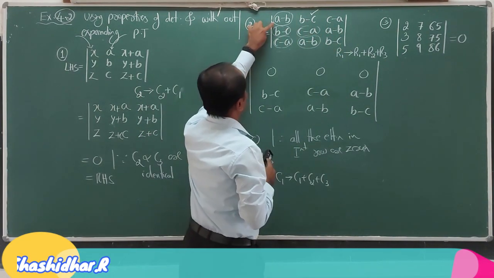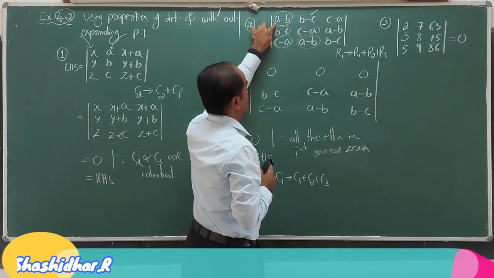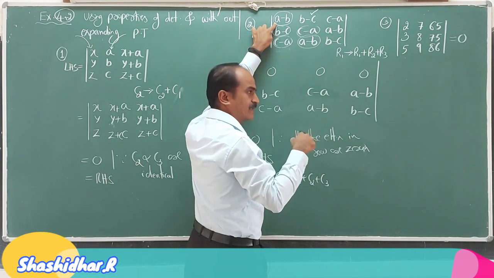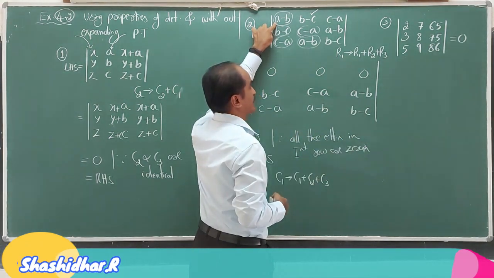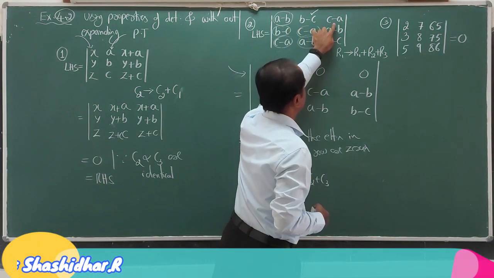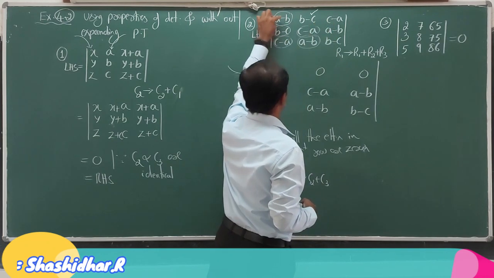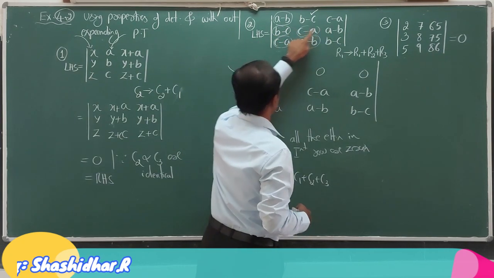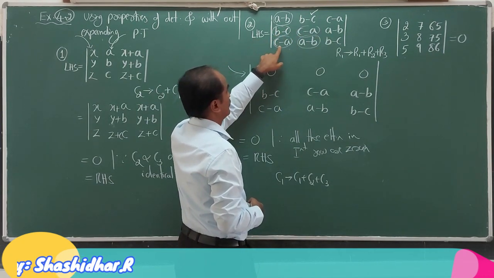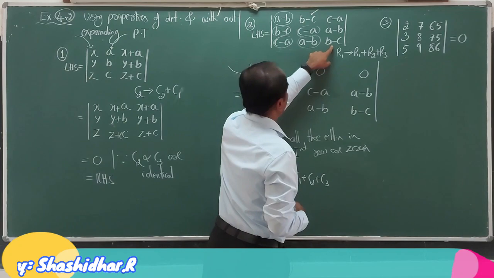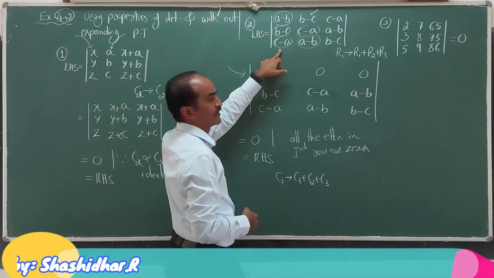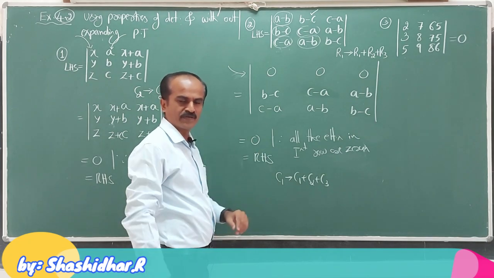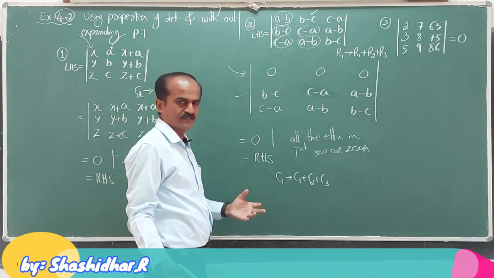Now, for A minus B, it is an entry in the first column. For this entry, what are the corresponding elements in second and third column now? B minus C, C minus A. Those two must be added. You are going to get 0. For B minus C, C minus A and A minus B must be added. It will be 0. For C minus A, you have to add A minus B, B minus C, you are going to get 0. All the entries in the first column become 0. Then also value of determinant is 0. Either way you can do it.